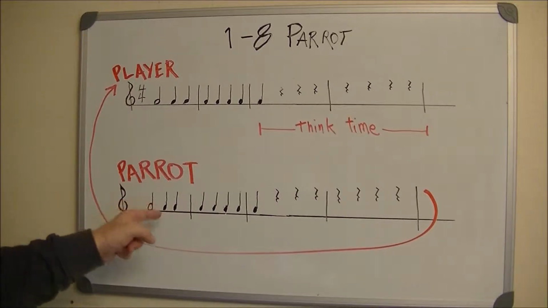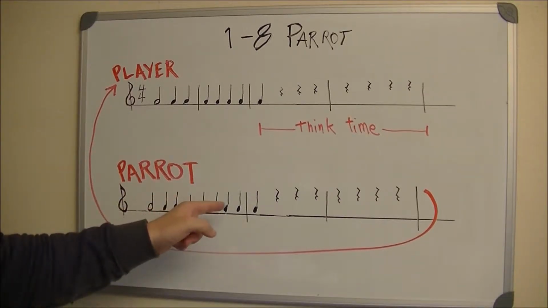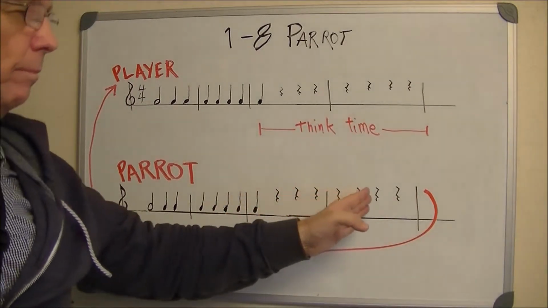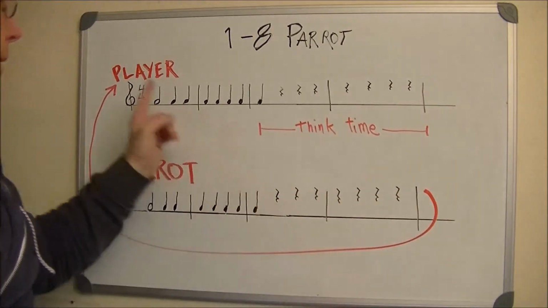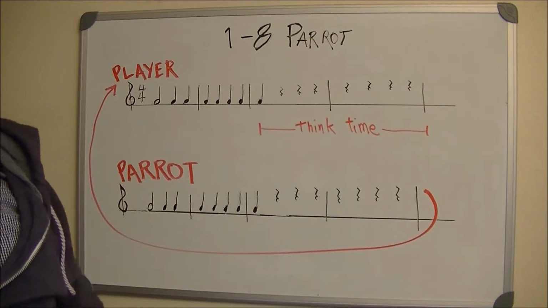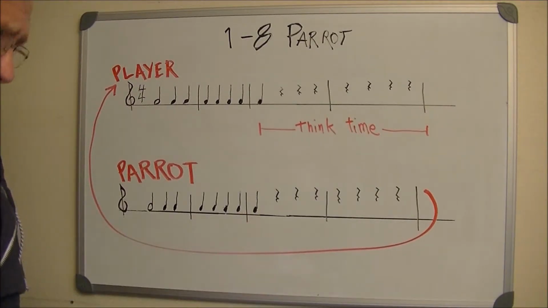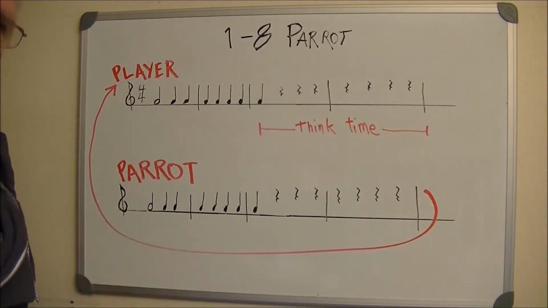1, 2, 3, 4, 1, 2, 3, 4, 1. And during this silent time here, the player is getting the next example ready to play for you. Also, it gives you time to clear your mind before you listen to the next example. Now play through the whole thing as if I was both the player and the parrot.